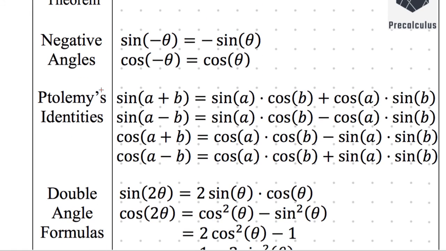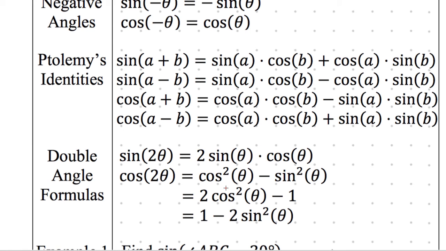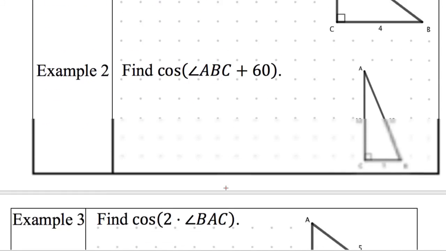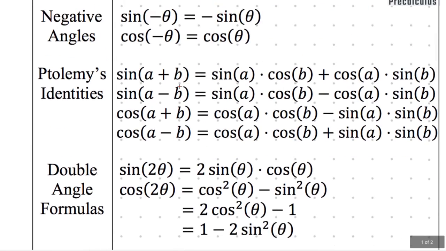Our homework, we only need Ptolemy's identities and double angle formulas. And of those double angle formulas, you only need 2 of these 4. And there are 4 examples today. Let's see if we can get 5 examples. That's right. I added this 5th example because we needed a hard one.